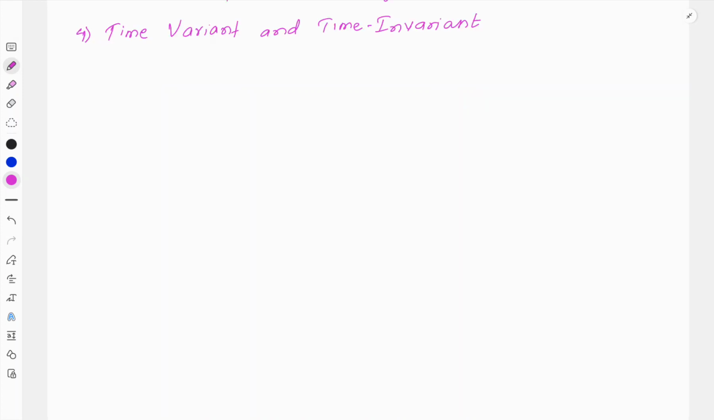So the next classification is time variant and time invariant systems. Let us see how we classify a system as time variant and time invariant. The simple definition goes this way. A system is said to be time invariant if the output does not vary with respect to time. Remember, a system is time invariant when the output of the system does not vary with respect to time. And for a time varying system, the definition is that the output varies with respect to time.